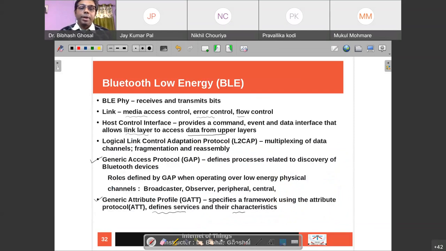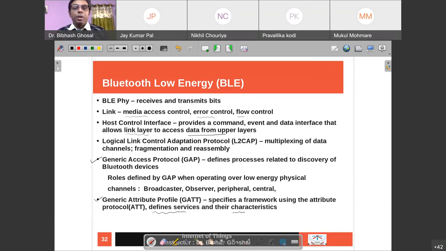And the access profile will be how you are going to use that. Will you be using it as a broadcaster? Because you may have someone who initiates the Bluetooth transmission, and there is a broadcaster who is going to send the data. On the other side, there may be a Bluetooth device that is only receiving the data, so it may be an observer. The access profile will tell you what role the Bluetooth device is going to play, whether it will be a broadcaster, an observer, or simply collecting data.